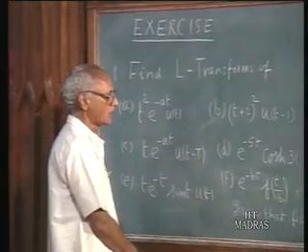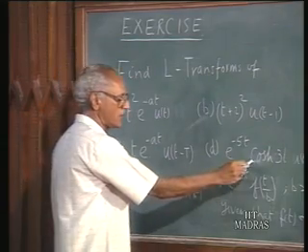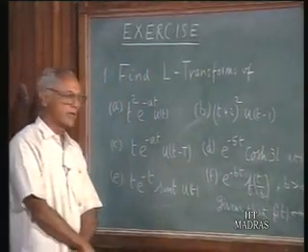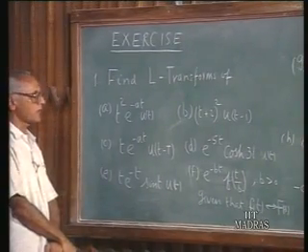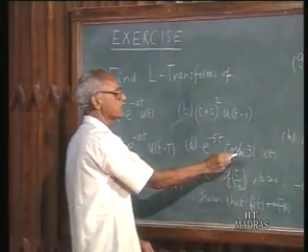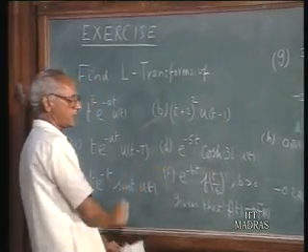D, e to the power of minus 5t times hyperbolic cosine 3t u(t). We have not talked about Laplace transforms of hyperbolic functions, but you can always express them as the sum of exponential functions and then combine this with e to the power of minus 5t, and you can find the Laplace transform of that.